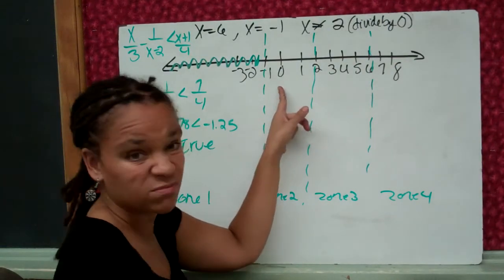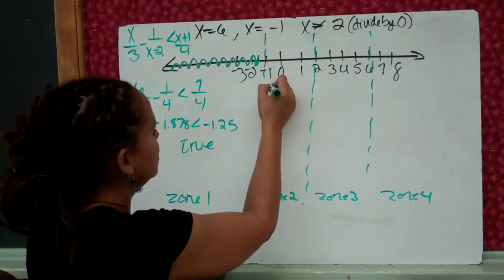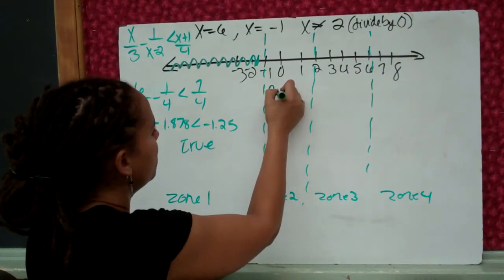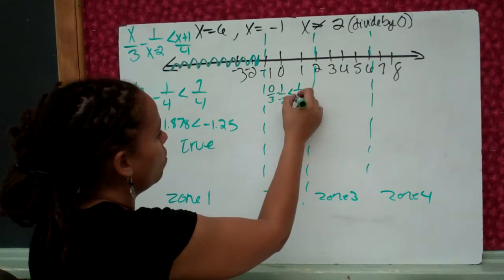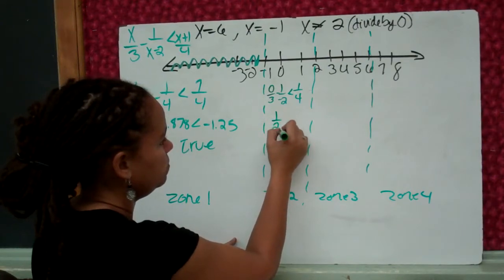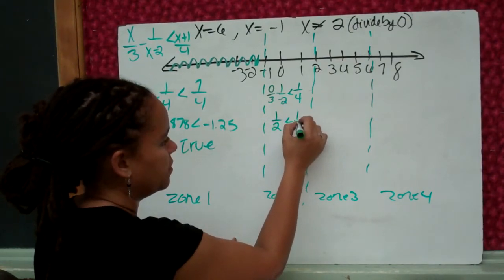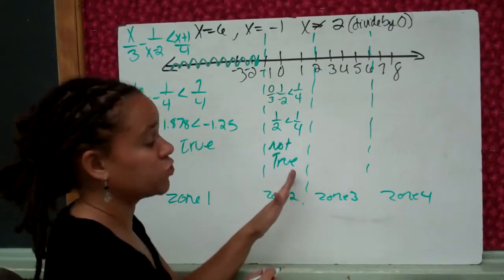Let's try one in the middle. If there's a 0, I always like to use that. So let's try 0 over 3 minus 1 over negative 2. Is that less than 1/4? Well, we would get 1/2 less than 1/4. That's not true. So we won't shade here.